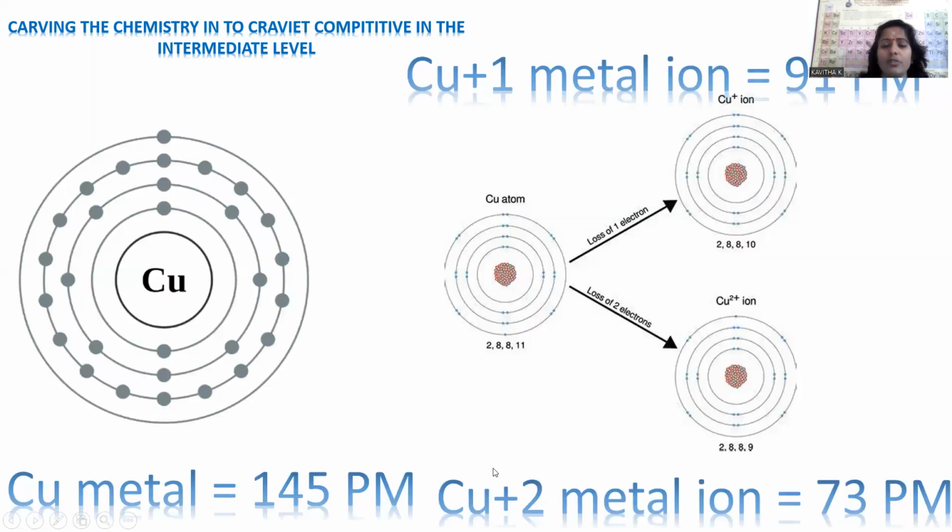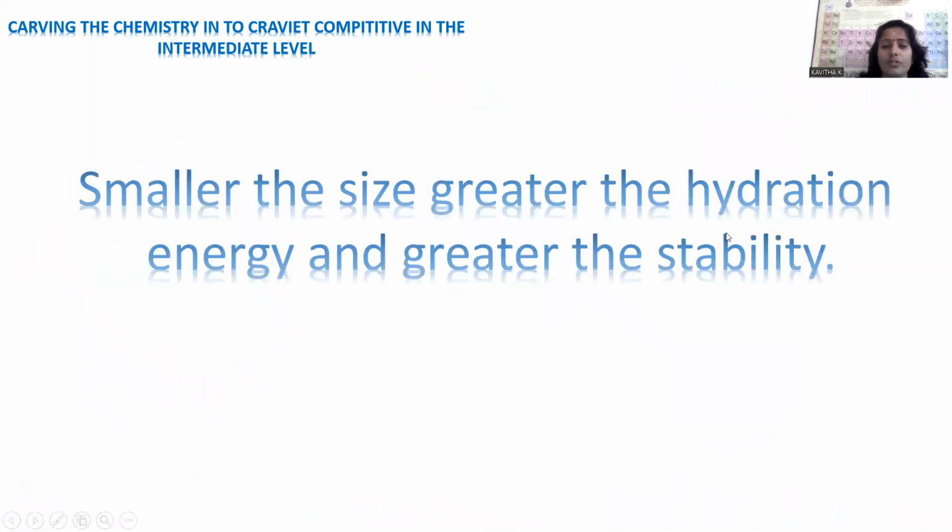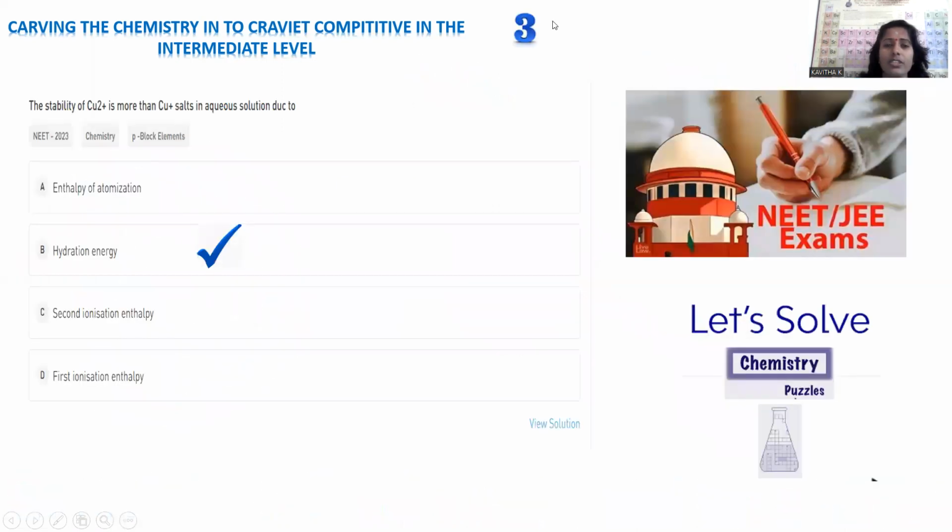Smaller cations are able to have higher charge density around them and higher absorbability of water molecules, so the greater the extent of hydration energy, the more the stability of that molecule rises. So for question number 3, option number 2, option B, will be the correct explanation.